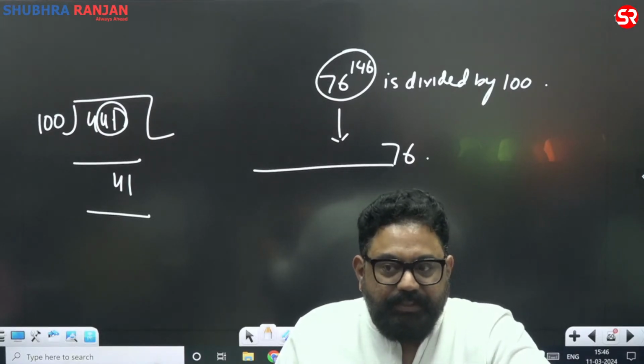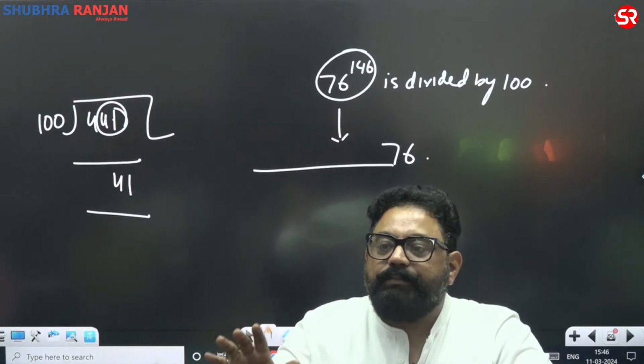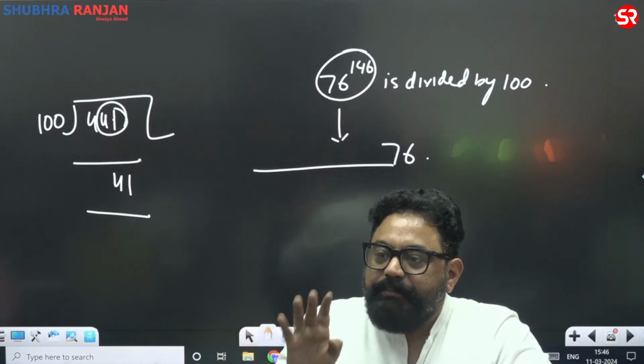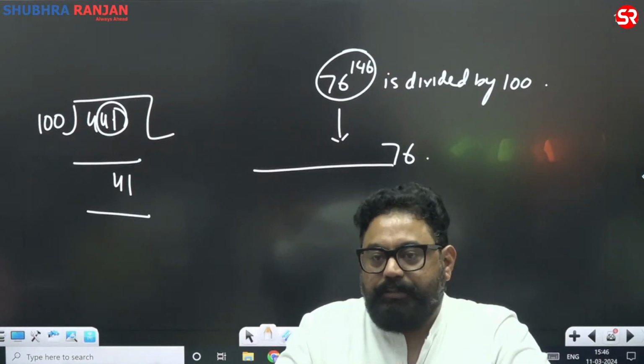Remember one thing, there is no right preparation, there is no right strategy. There is a right way of implementing. बस implement अच्छा करो, अपनी गलतियों का एनालिसिस अच्छा करो.